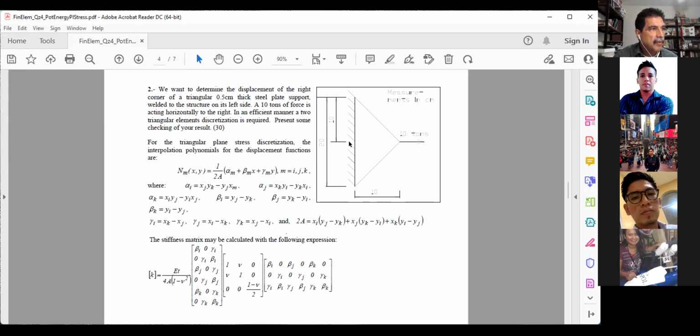So we have this support. It is 0.5 centimeter thick steel. On the left it is welded, so you see the sign that it is fixed here. And we want to calculate the displacement of this corner. This is the corner, this is a triangle, so this is the right corner. We want to see how much this moves.